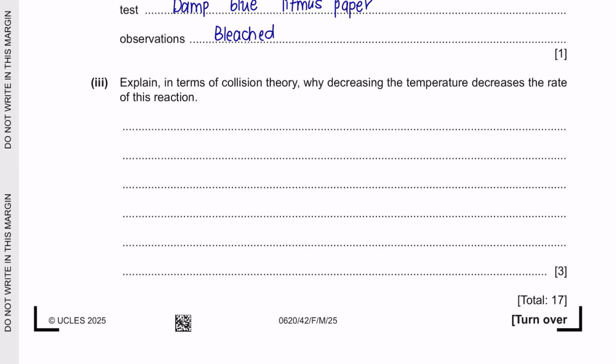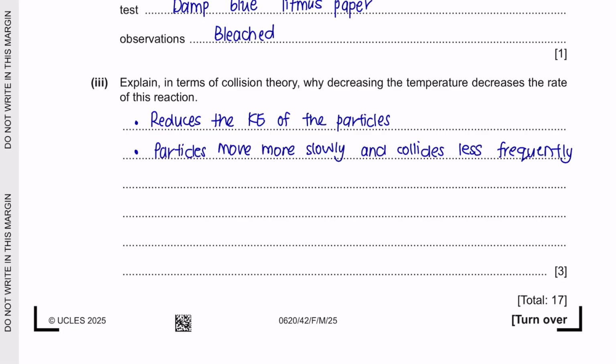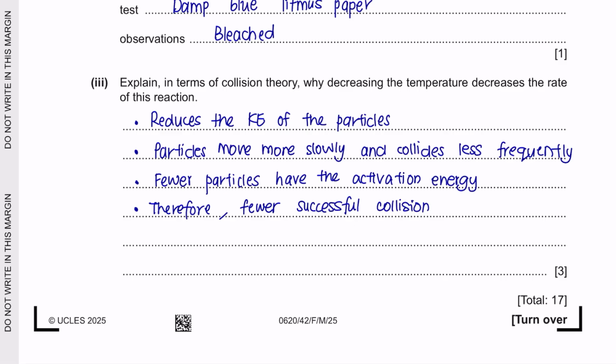Next, part 3. Explain, in terms of collision theory, why decreasing the temperature decreases the rate of this reaction. Decreasing the temperature will reduce the kinetic energy of the particles, which causes the particles to move more slowly and collide less frequently, which leads to only fewer particles having the activation energy, therefore only fewer successful collisions.